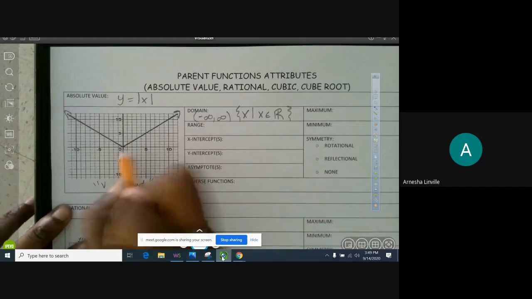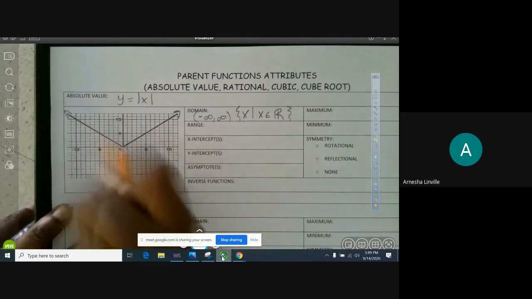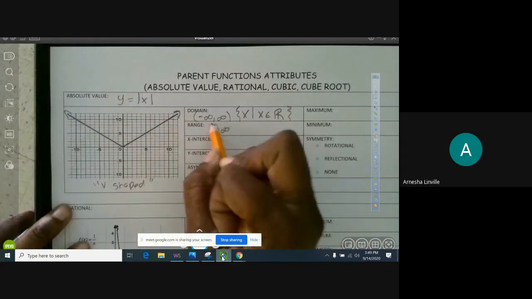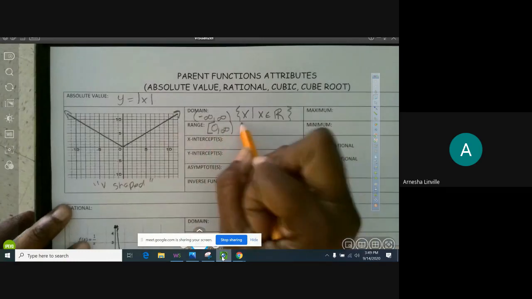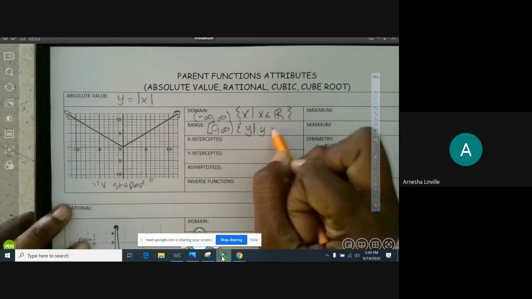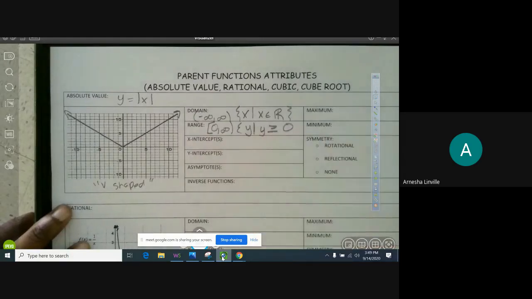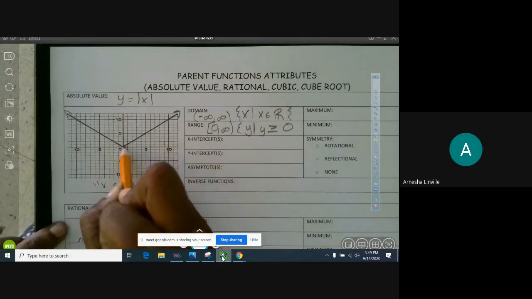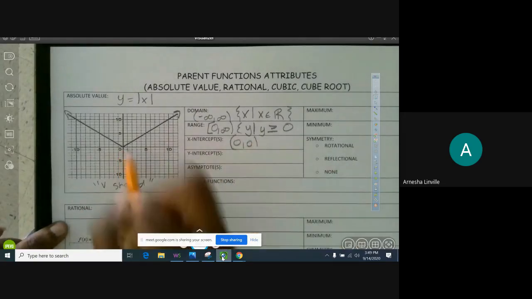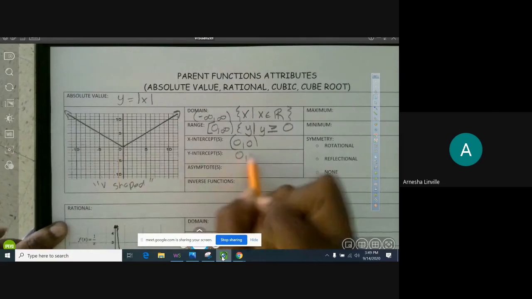All right, range is low to high. So if I go low, I start at 0. If I go high, I'm going to infinity. Okay, set builder notation would be y such that y has to be greater than or equal to 0. So if I'm between 0 and infinity, I'm greater than or equal to 0. Checking where it crosses the x-axis. So it crosses the x-axis at 0, 0. It crosses the y-axis at 0, 0.